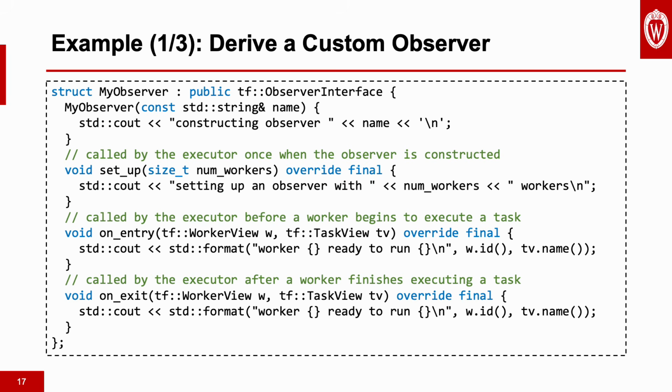This slide shows you an example of how to derive a custom observer from observer interface. The constructor takes a string that represents the name of the observer. The setup function prints the number of workers provided by the executor, while onEntry and onExit print the worker ID and the task's name.